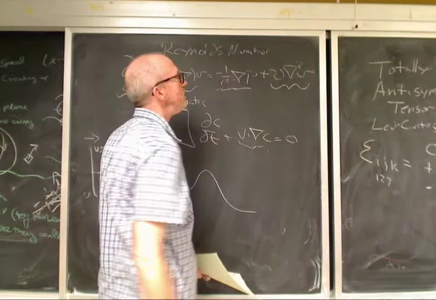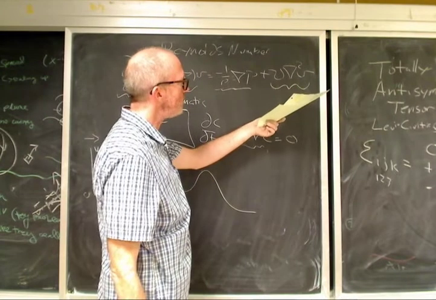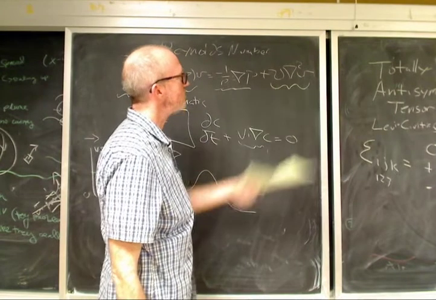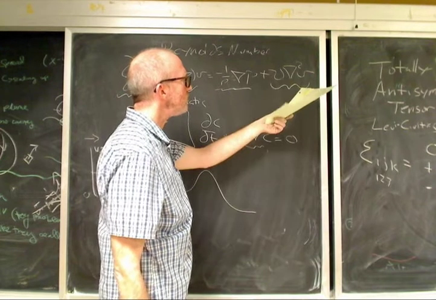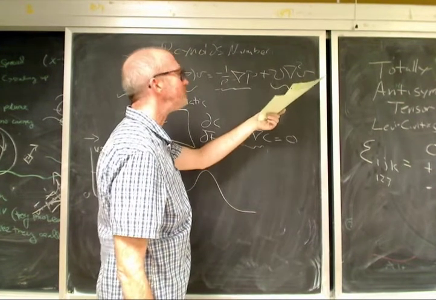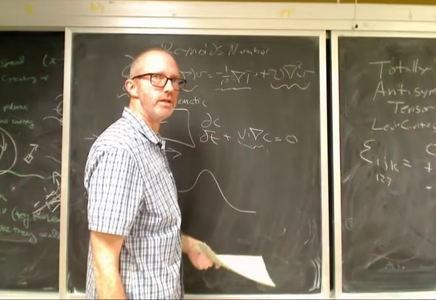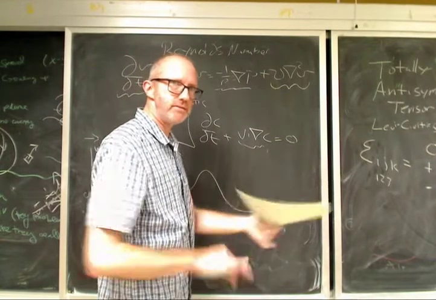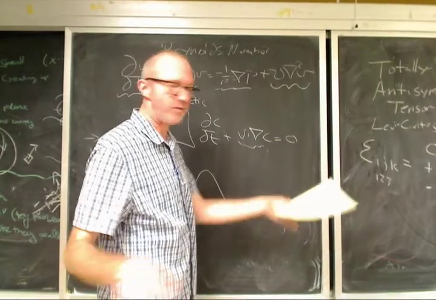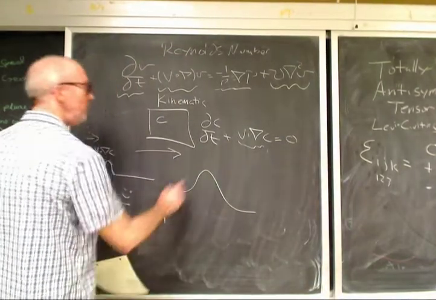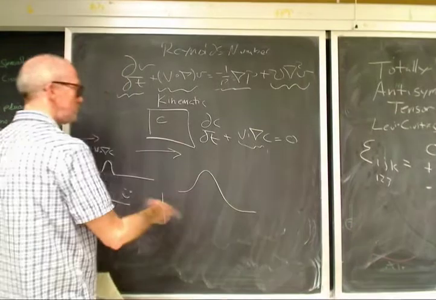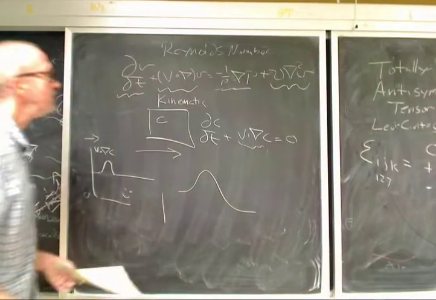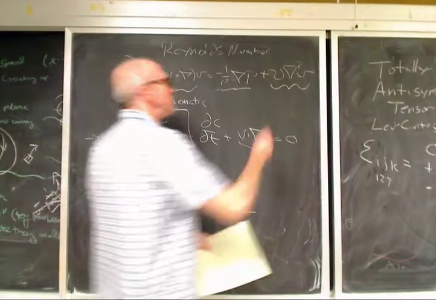What the flow does, the other part of the flow, is the nu del squared v, because we're looking at what the velocity is doing. What does this do? We haven't talked too much about del squared yet, but I will. It's diffusion. It spreads stuff out. That's what that operator does. So if I have a spike, and that's the only operator I have, it spreads things out. So this is called the diffusive term.